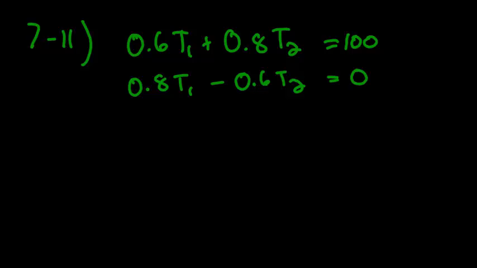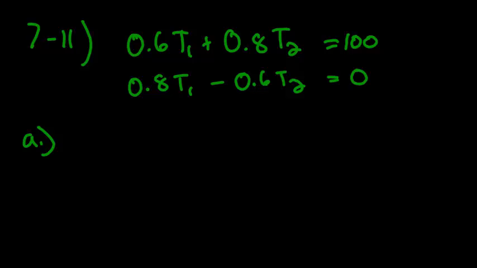So part A asks us to write this as a system of equations in matrix form. Part B asks us to find T1 and T2 using matrix algebra, and part C tells us to use Cramer's rule. So how do we write this in terms of matrix form?